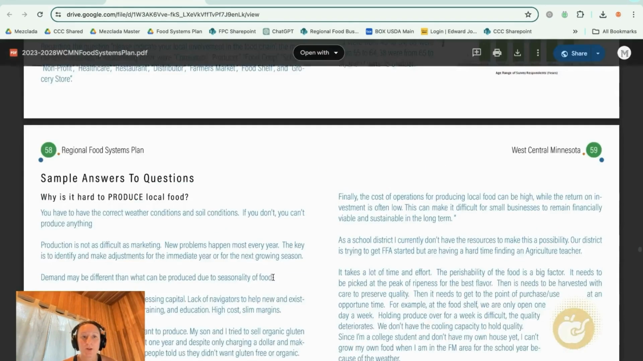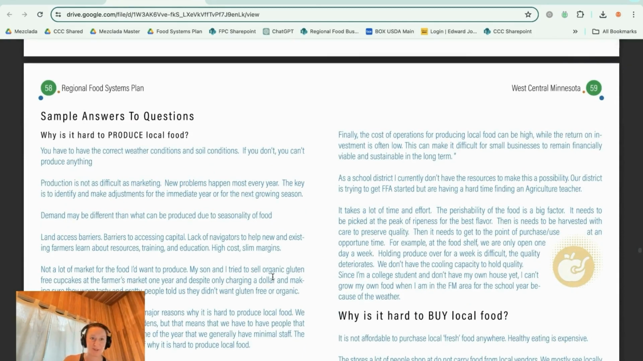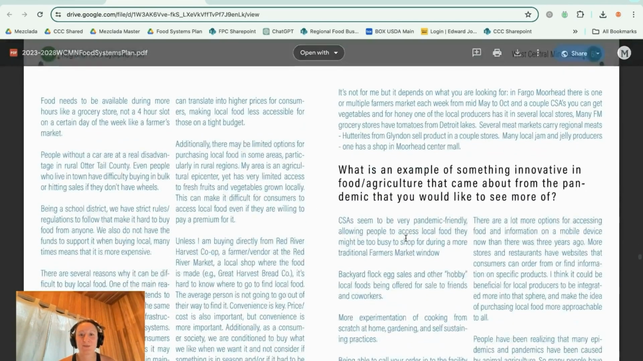So this is a resource, especially for any of you who are looking at bringing funding to West Central Minnesota. Definitely know that this is available to you.